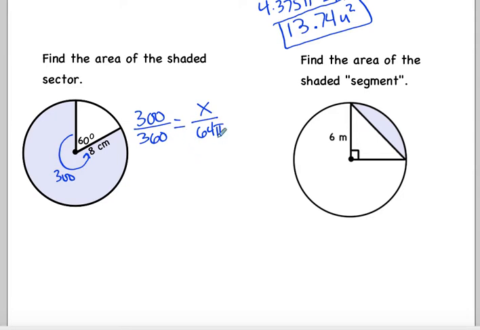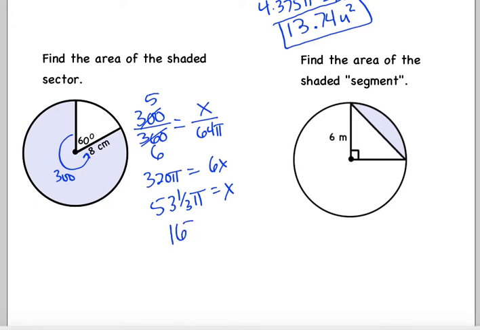So 64 pi, and what you could do, you could reduce the fraction. This fraction reduces to 5/6 to make some nicer numbers for us to use. 64 times 5 is 320 pi, equals 6 times x, divide by 6. 53 1/3 pi, or multiplying by pi, you get 167.6 centimeters squared.